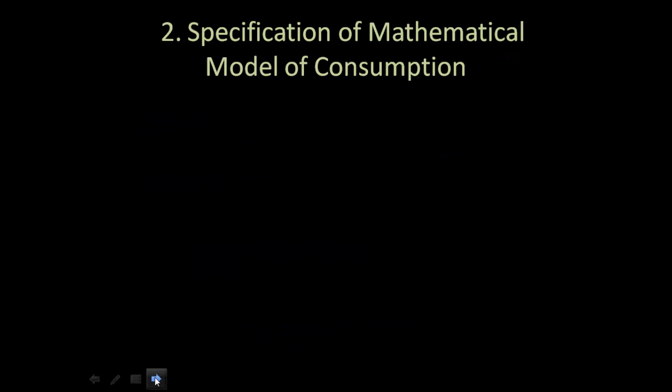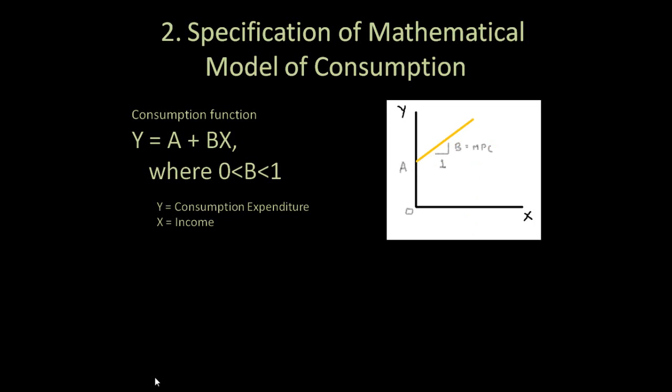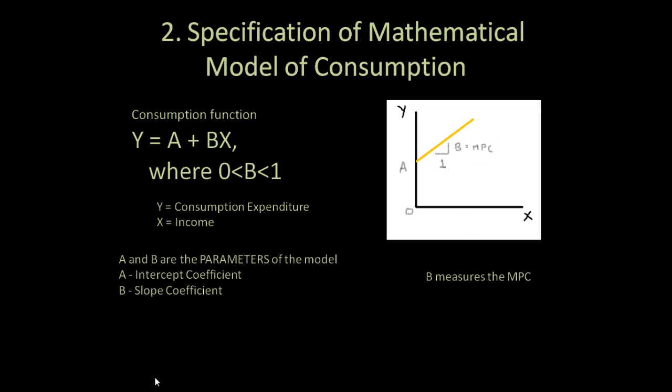In the next step, we have to specify a mathematical model for this economic problem. We take the consumption function as y is equal to a plus bx, where b lies between 0 and 1. Here x would give the income and y would give the consumption expenditure. Look at the graph. Here a and b are the parameters of the model. a gives the intercept coefficient and b would give the slope coefficient. And since b is giving the slope, we would see that b measures the MPC.